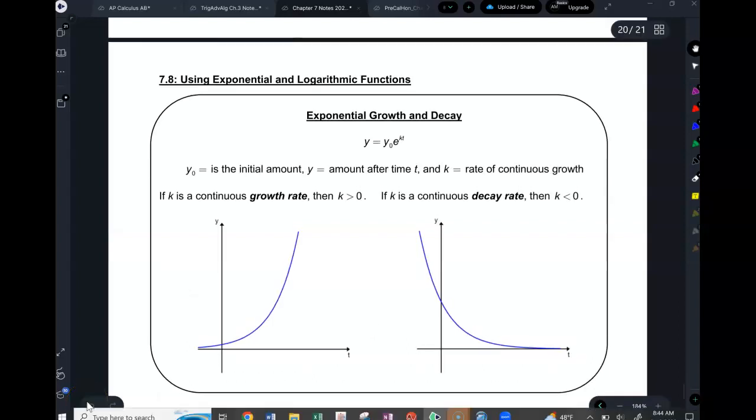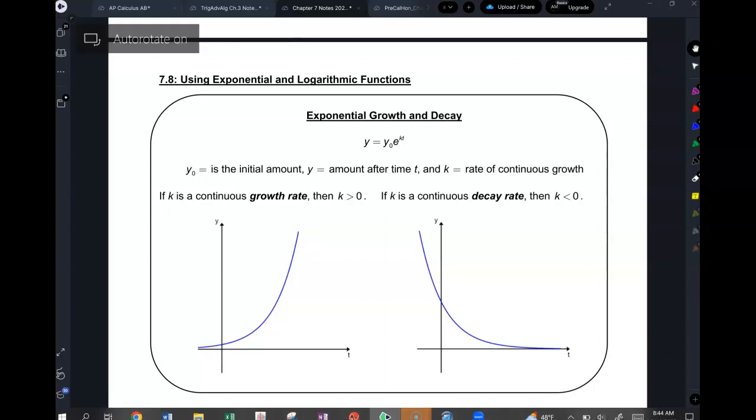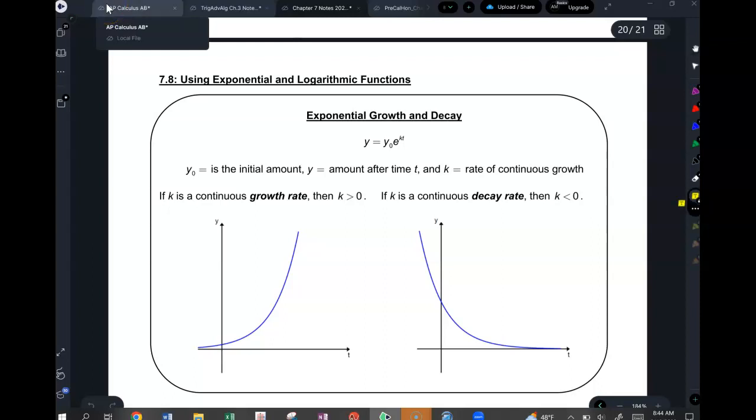Right, so we're gonna start with 7.8 today, and we're gonna do some applications of exponential and logarithmic functions. So the exponential growth and decay formula for a continuous rate of growth is this equation: y equals y naught e to the kt. Okay, what does that remind you of?